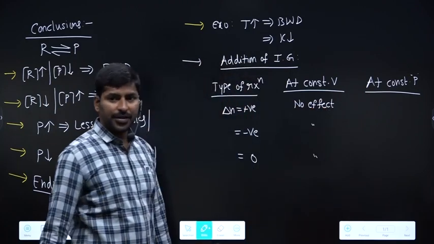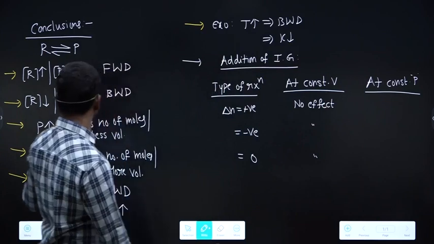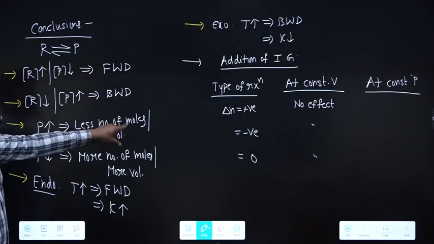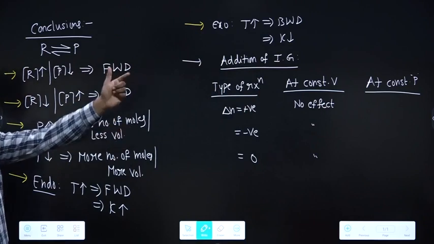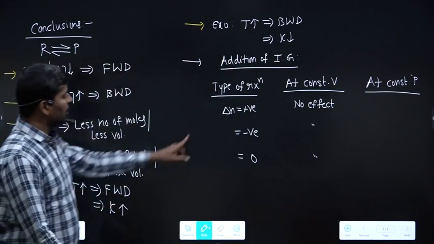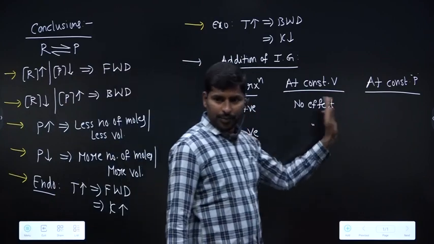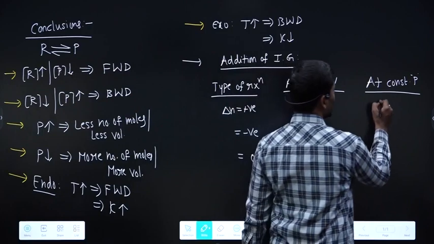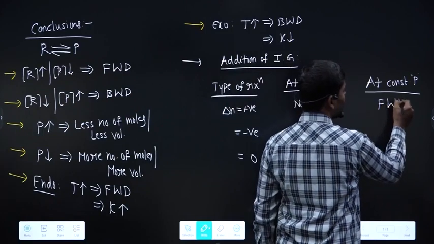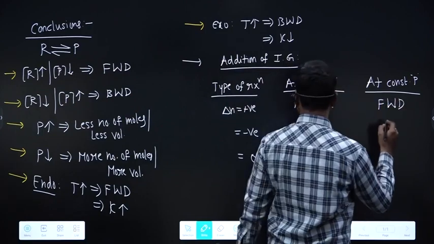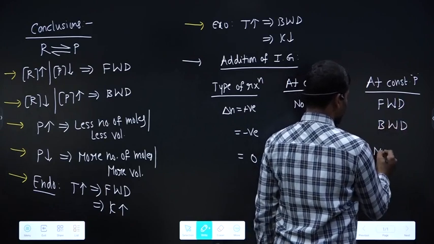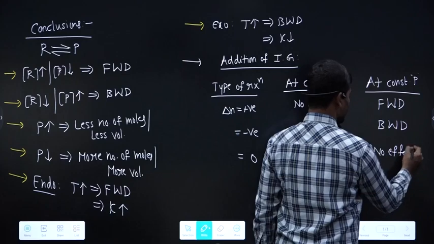At constant pressure, it is reverse to pressure. If you increase pressure, it goes towards less number of moles, but at constant pressure, towards more number of moles. Delta N positive means number of moles are increasing, so forward direction, towards more number of moles. Negative means backward direction. Zero means no effect.